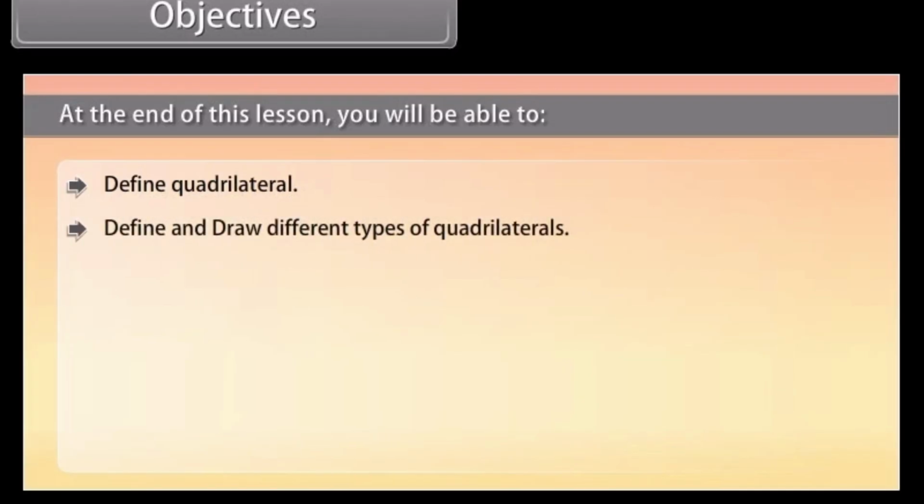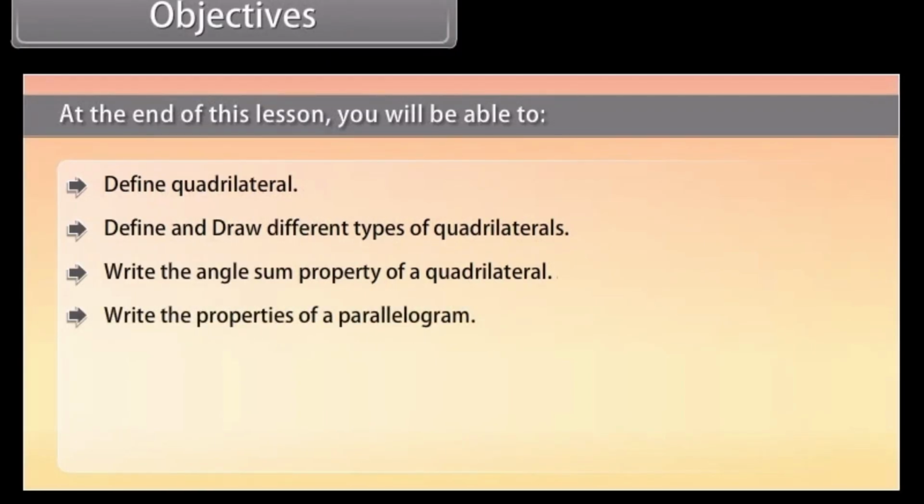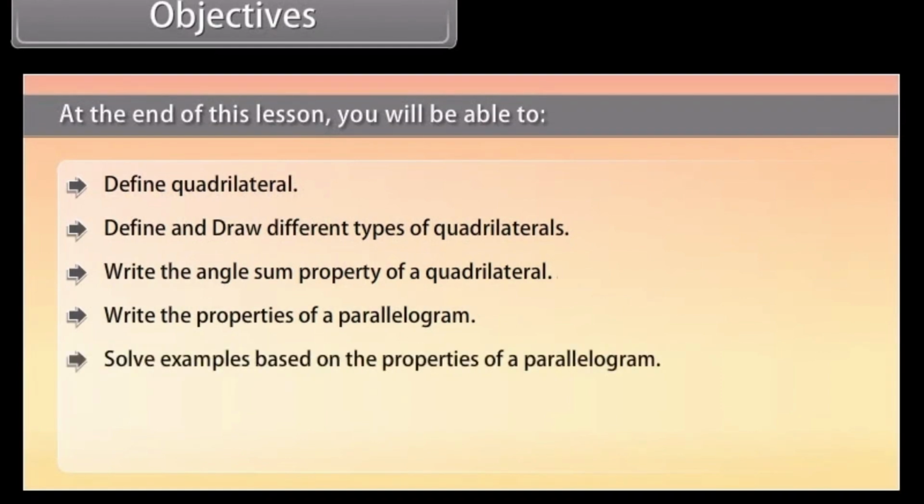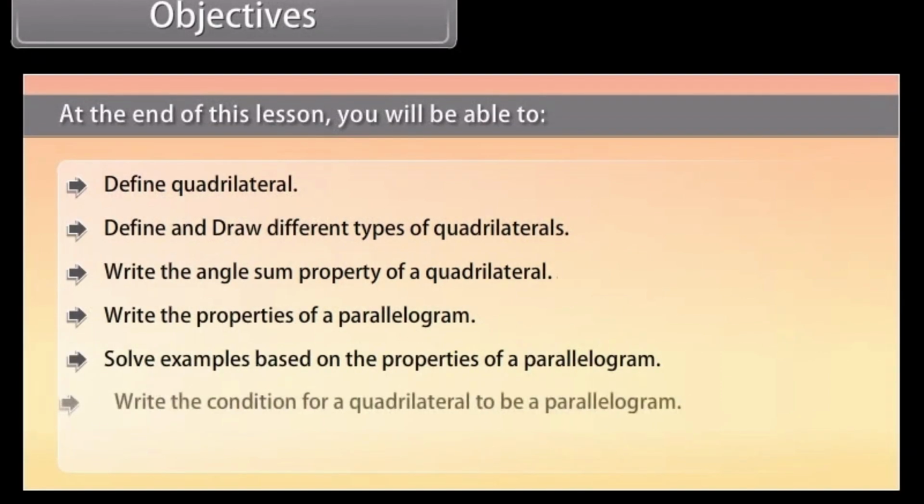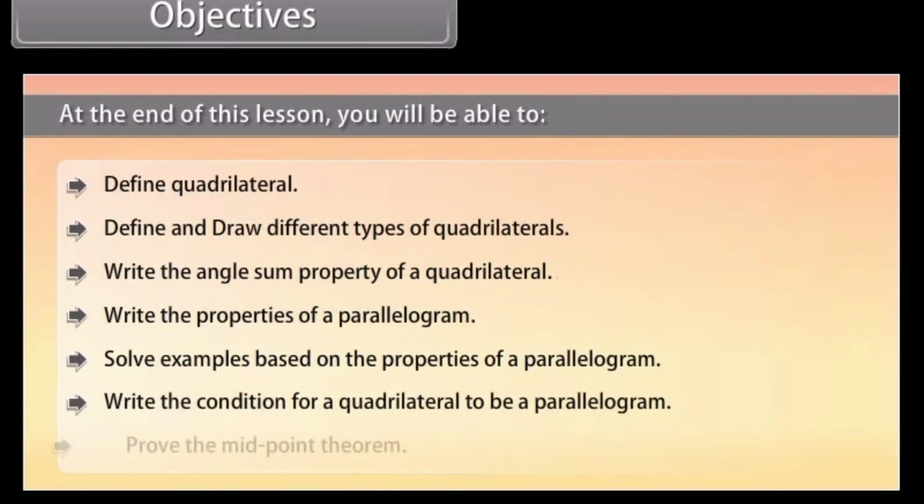Objectives. At the end of this lesson, you'll be able to define quadrilateral, define and draw different types of quadrilaterals, write the angle sum property of a quadrilateral, write the properties of a parallelogram, solve examples based on the properties of a parallelogram, write the condition for a quadrilateral to be a parallelogram, and prove the midpoint theorem.